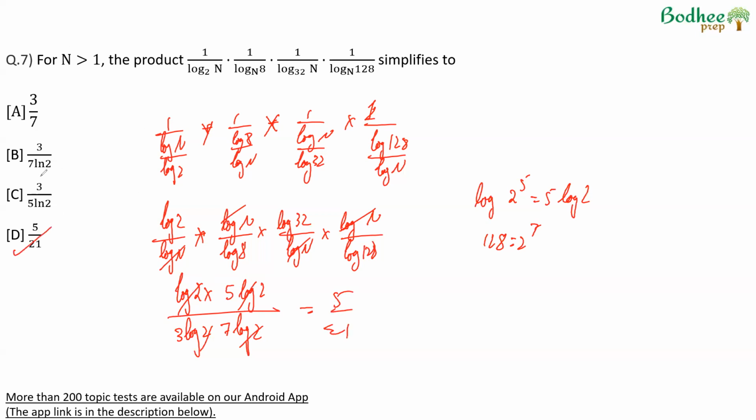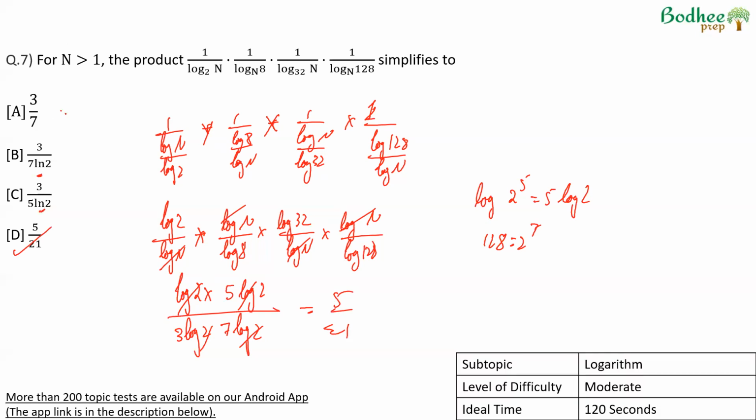Again, from log we are going to ln, which should not have happened in any case. And therefore D is my answer. Again, breaking down the 2 and getting it in the form where n and 2 are in the numerator and denominator might take some time to figure out. Therefore, I am saying moderate difficulty.